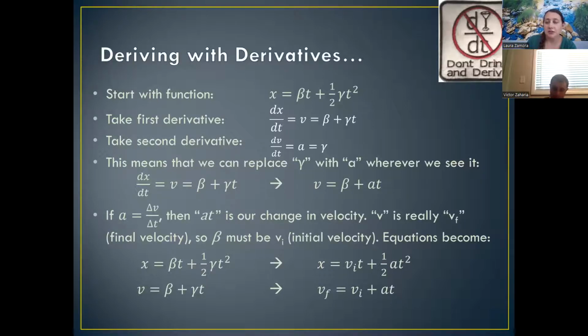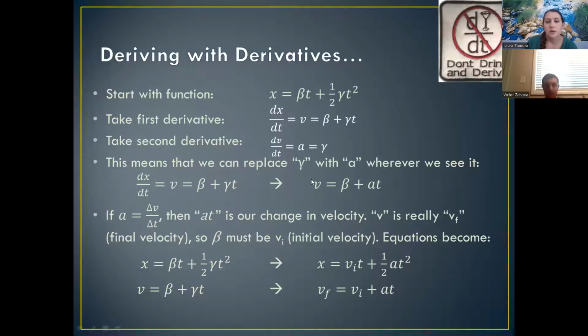I'm a little confused. Yes, what's your question? How did we get beta to be initial velocity? So if v in our equation here means the final velocity, or the velocity at a particular instant that we're looking at, and we know that acceleration is the change in velocity divided by the change in time. Remember, the change in velocity is the same thing as v final minus v initial.